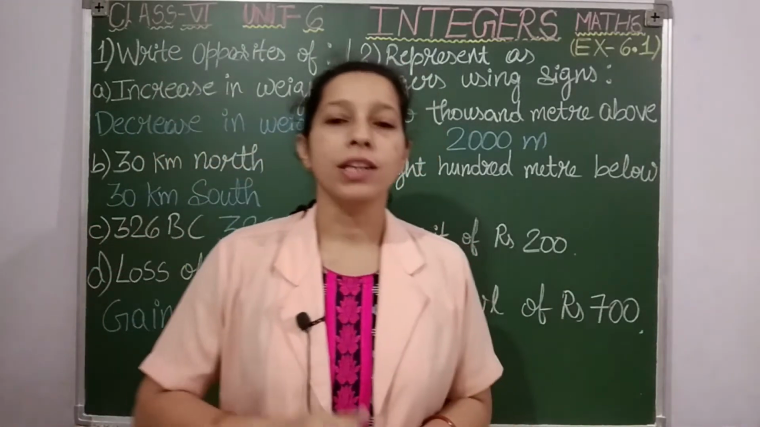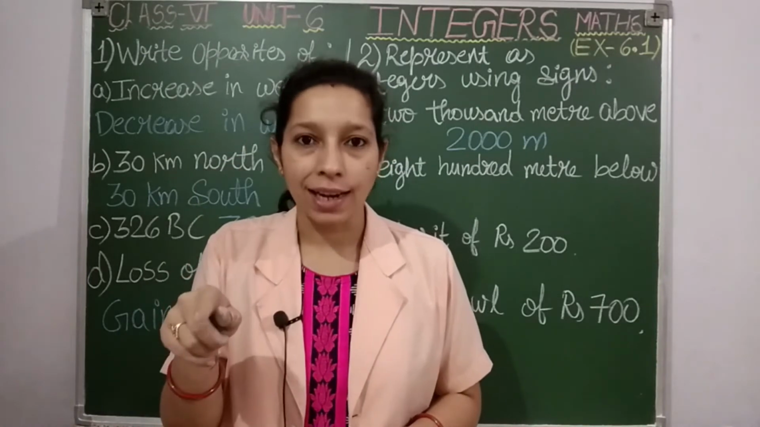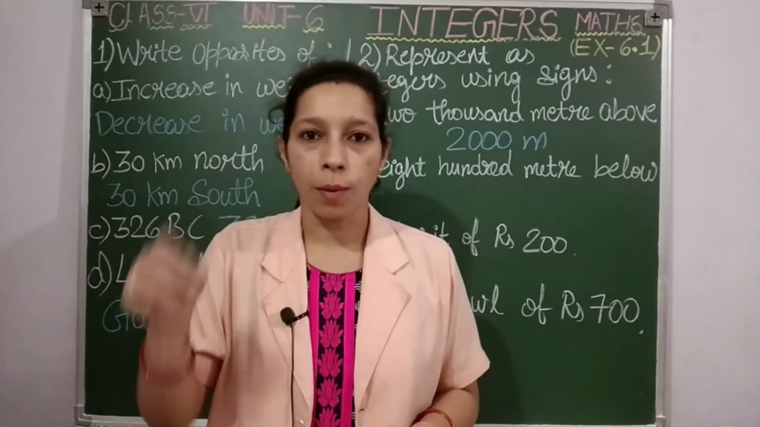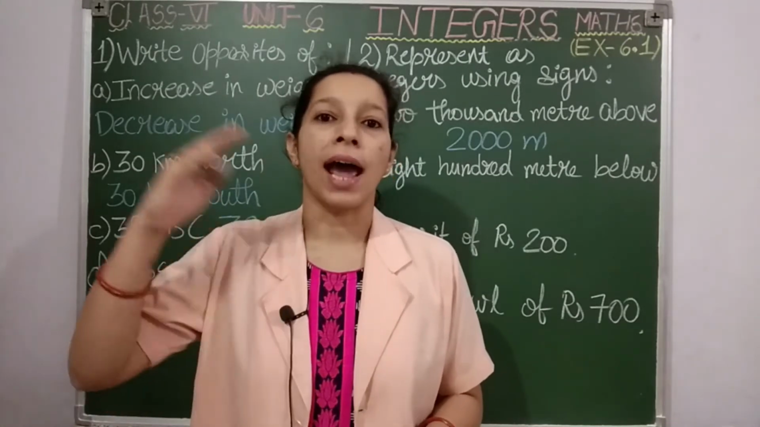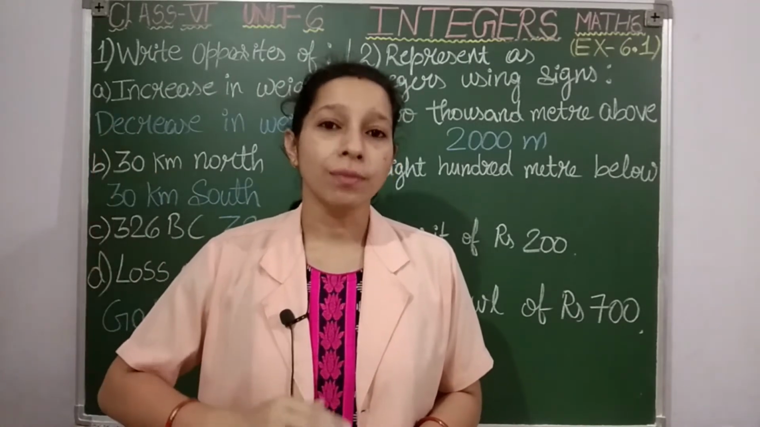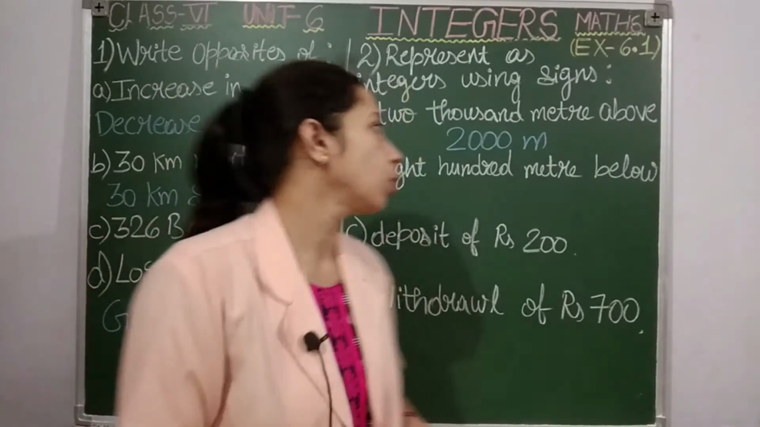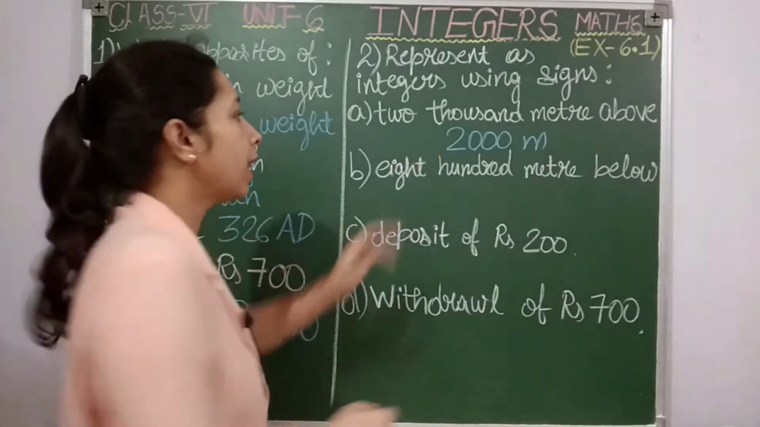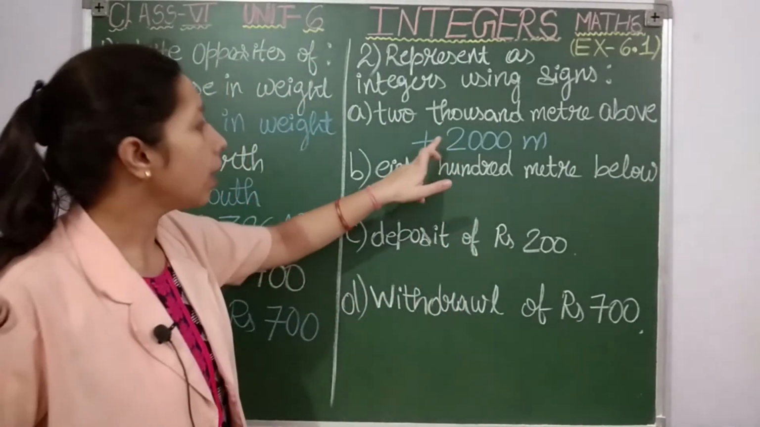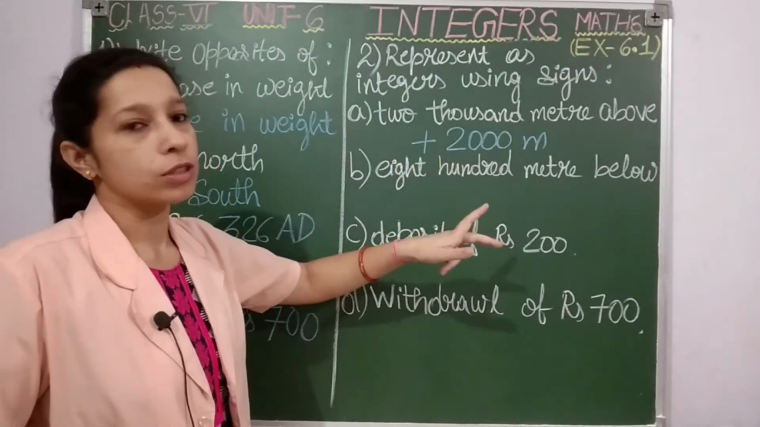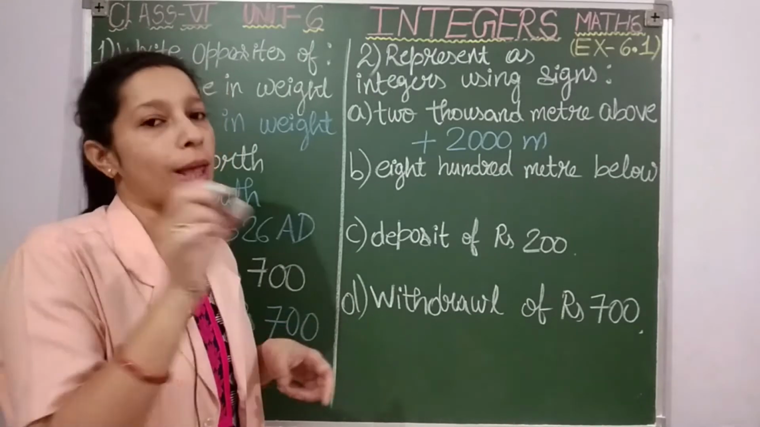Always remember, students, whenever something increases, we indicate it with plus sign. Increase means more, we denote with plus sign. In the same manner, if something rises, if something goes up, if something shows above, then you are going to use plus sign only. So here, and especially you are asked to put appropriate sign. So here 2000 meter which is a positive integer, you have to write it with plus sign. क्योंकि question में बोला है use appropriate sign.